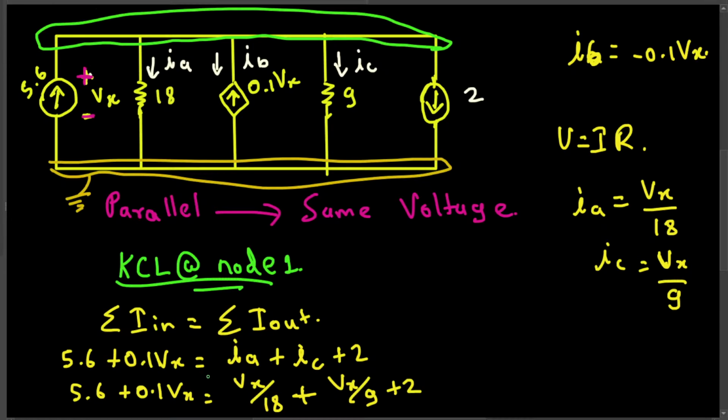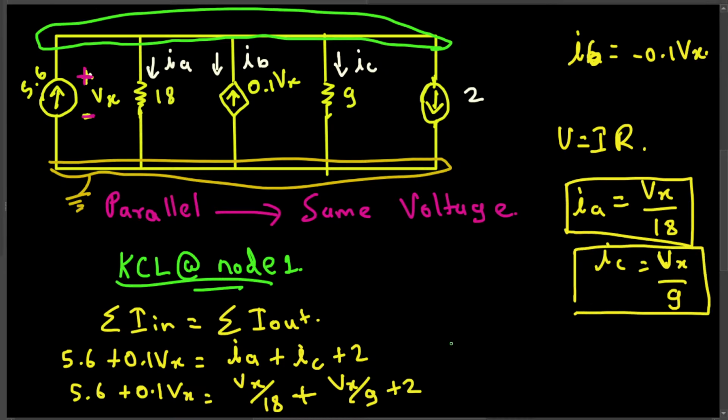Okay, so here you can see we only have one unknown variable. So if we find the Vx, then we can substitute Vx in this equation and solve for IA, and we can solve for IC. Also we know that IB is also related to Vx. So if we find Vx, we can find everything. Now let's go ahead and solve for Vx.